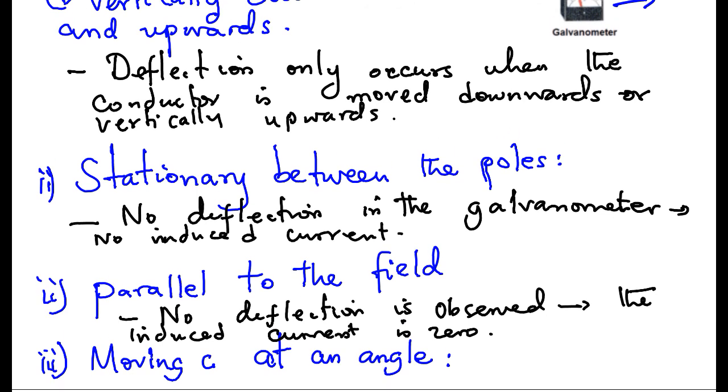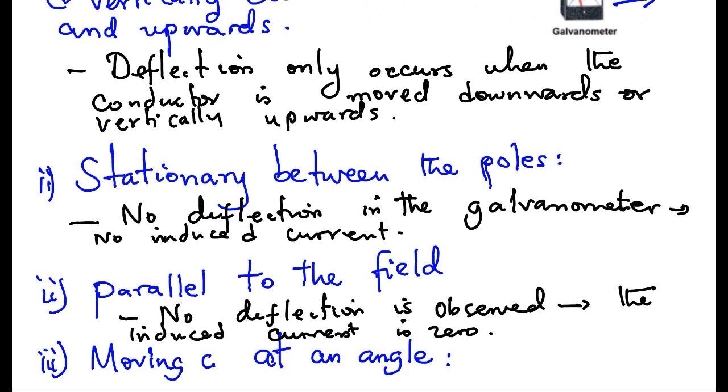Moving the conductor at an angle. When the conductor is moved at an angle, the induced current increases to a maximum when the angle is 90 degrees.